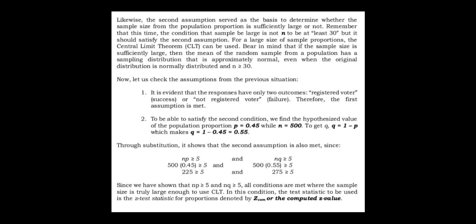Since we have shown that np is greater than or equal to 5 and nq is greater than or equal to 5, all conditions are met, where the sample size is truly large enough to use CLT. In this condition, the test statistic to be used is the z-test statistic for proportion, denoted by z-computed, or the computed z-value.